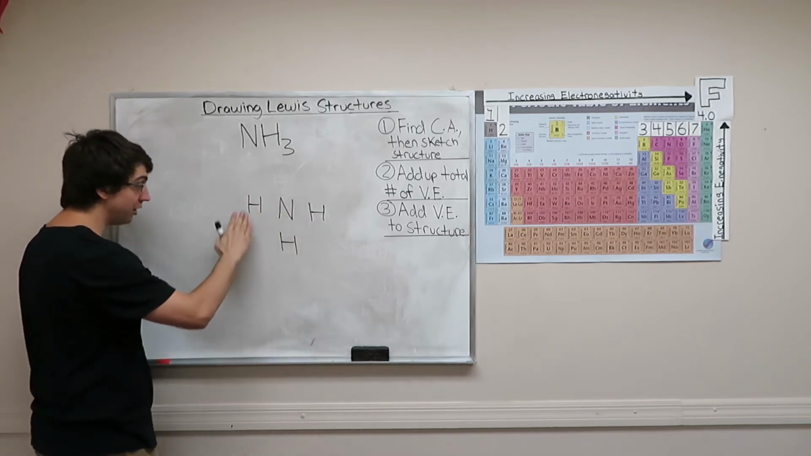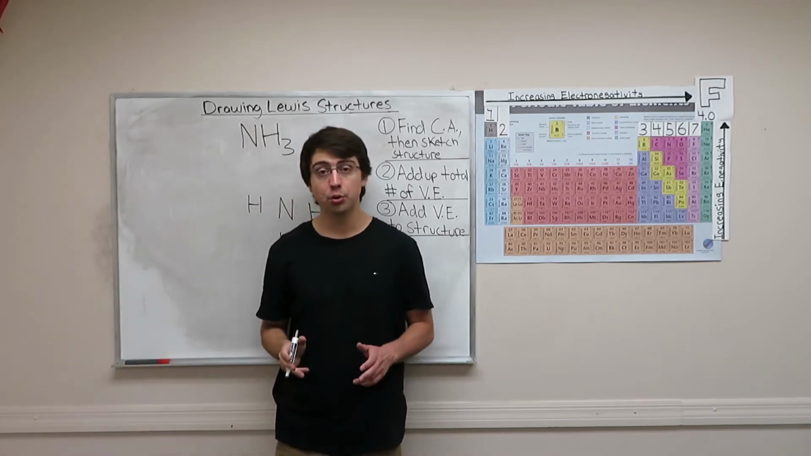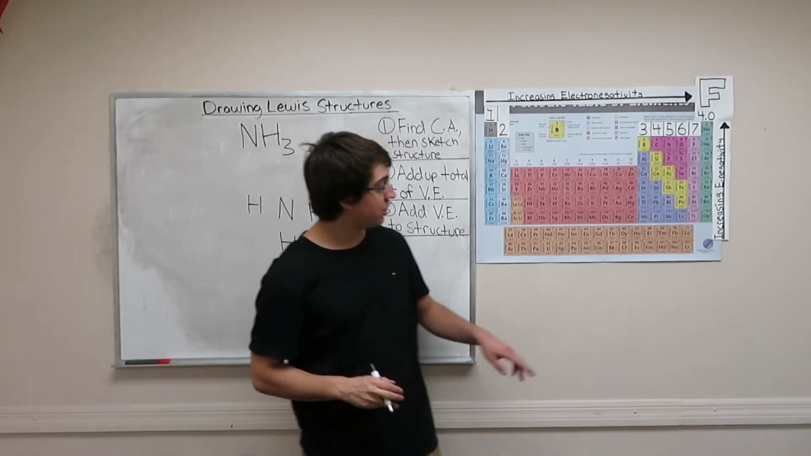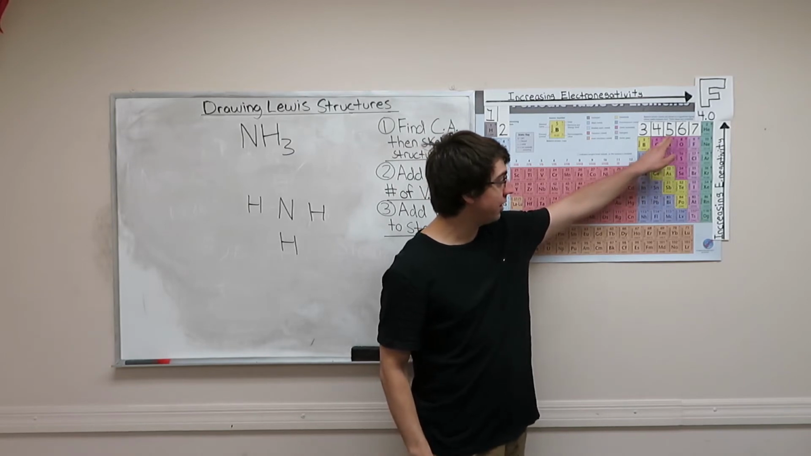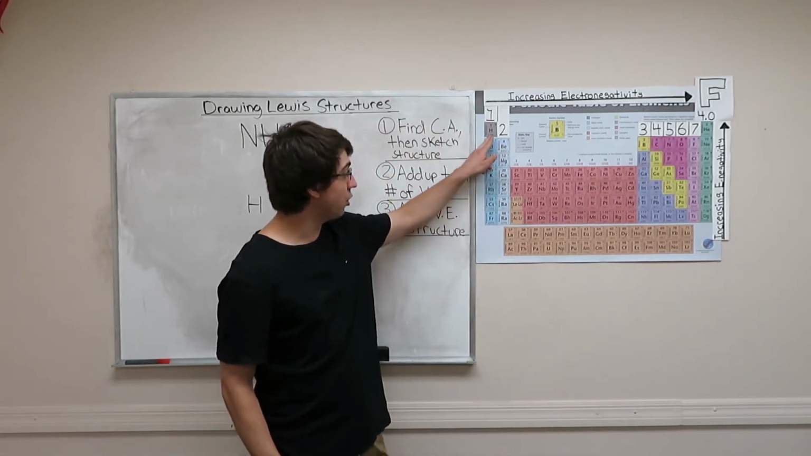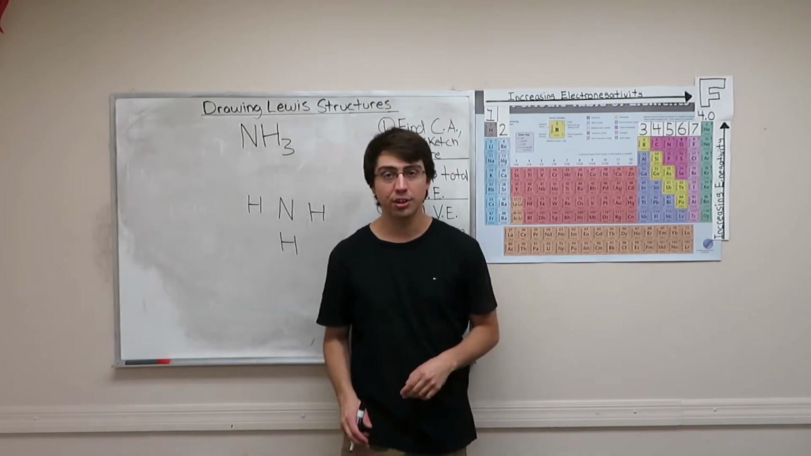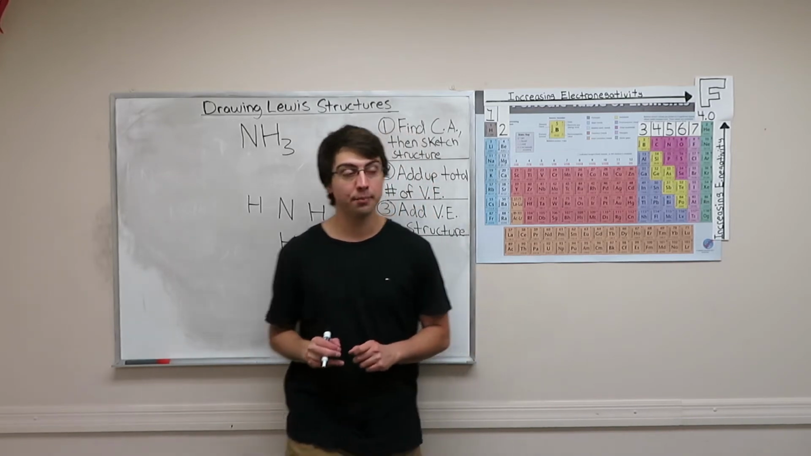And now that we have the skeleton of the structure made, we need to add up the total number of valence electrons. So nitrogen is in group 5 and it has 5 valence electrons, and hydrogen is in group 1 and it has 1 valence electron. So we need to add that total up.